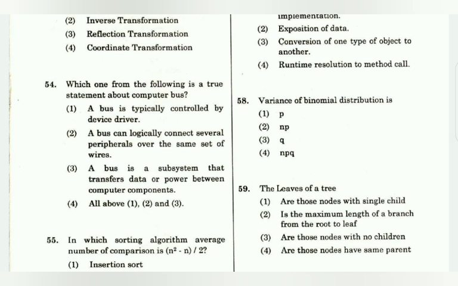Which one from the following is a true statement about the computer bus? A bus is a communication pathway for data transfer within a computer. It connects various peripherals, moves data efficiently, and is often managed by a device driver. So here all the given statements are correct, and so option 4 is the correct answer.